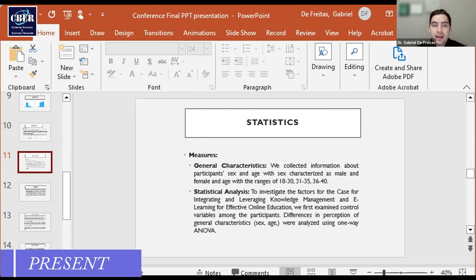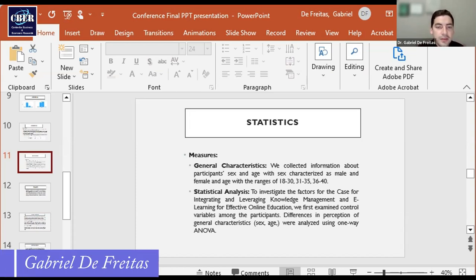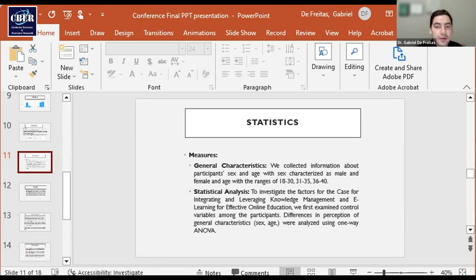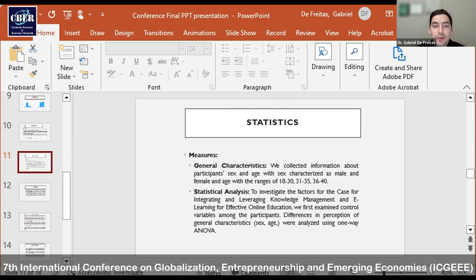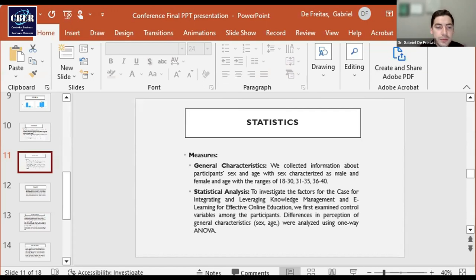For the statistical analysis of this study, we investigated the factor for the case for integrating and leveraging knowledge management and e-learning for effective online education. We first examined control variables among the participants. Differences in perception of general characteristics like sex and age were analyzed using one-way ANOVA.